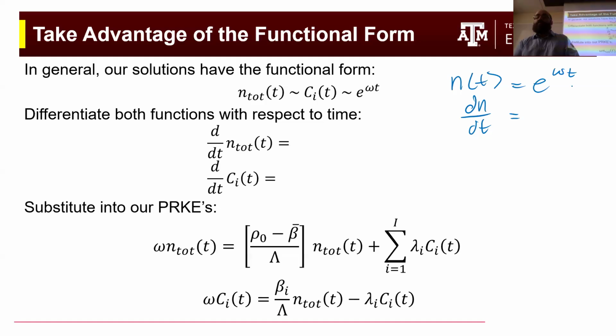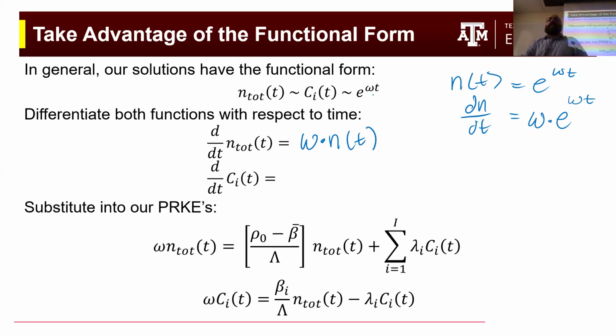How would I take the derivative of e to the omega t with respect to time? Yeah, perfect. The derivative of an exponential returns itself, and then you also take the derivative of the inside. The derivative of the inside with respect to time is just omega. So you pick up a factor of omega, and then you get the original function. So notice omega times e to the omega t, that's the same thing as just omega times n of t, right? Because e to the omega t was my original function.